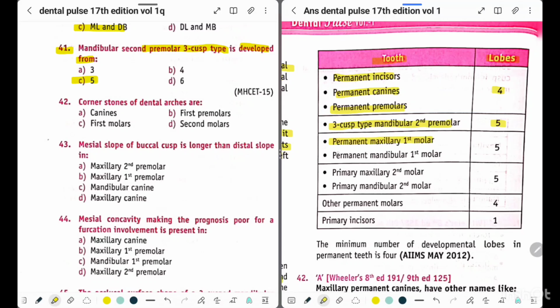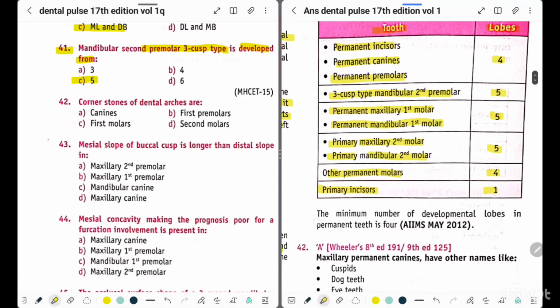Permanent maxillary first molar and permanent mandibular first molar, 5 lobes. Primary maxillary second molar and primary mandibular second molar, 5 lobes. Other permanent molars developed from 4 lobes and primary incisors 1 lobe. The minimum number of developmental lobes in permanent teeth is 4. Now question 42. Cornerstone of dental arches are.